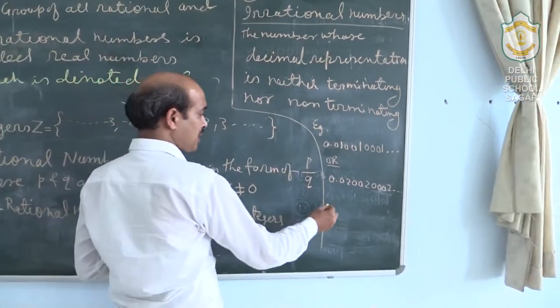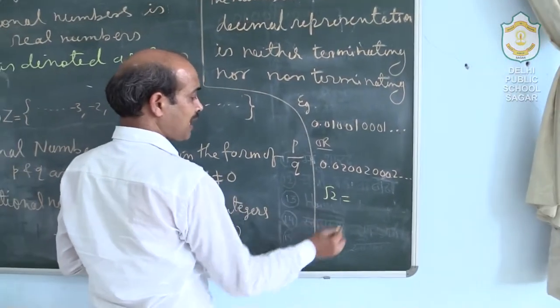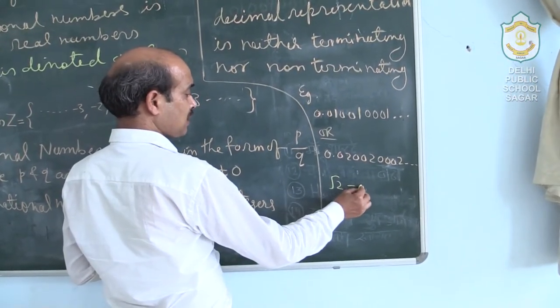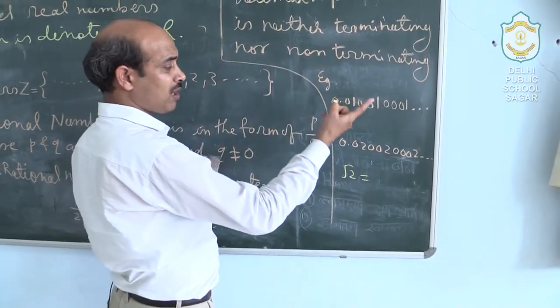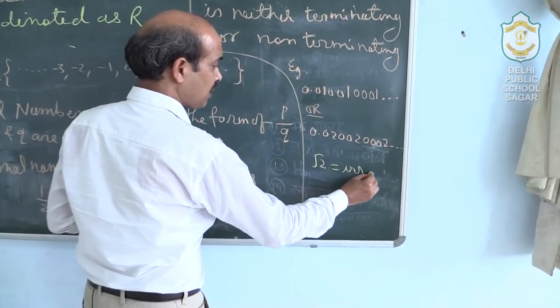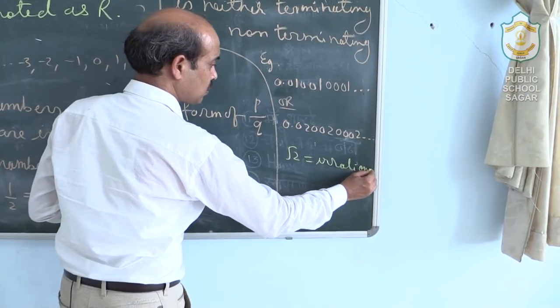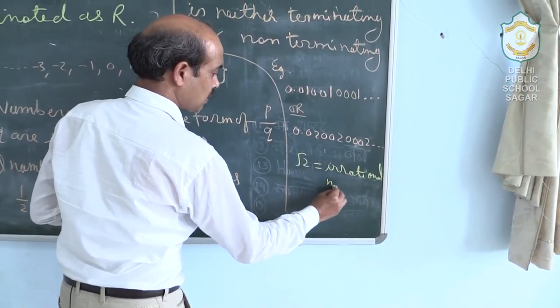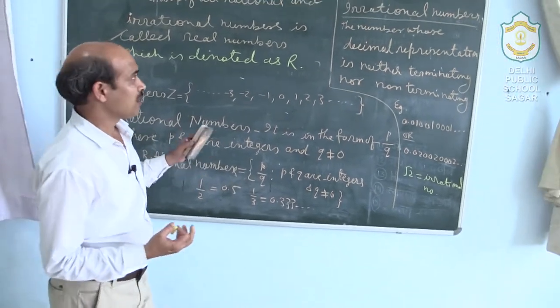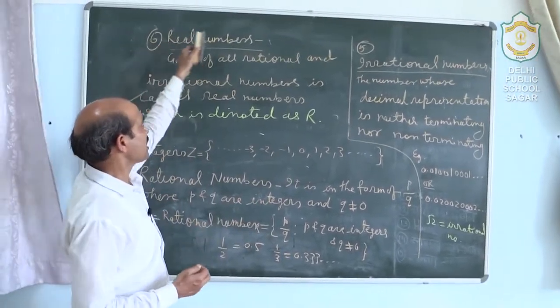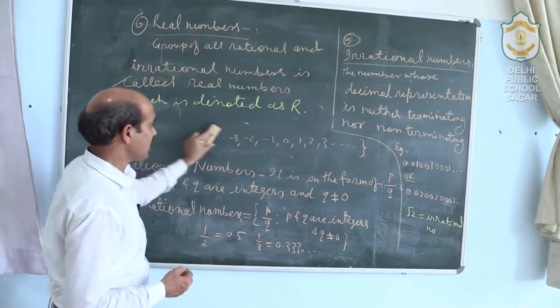If you find out the square root of 2, that is also like this, which is neither terminating nor non-terminating. So it is also an irrational number. Root 2, root 3, root 5, these are also irrational numbers. And when we combine rational and irrational, that is called real numbers.